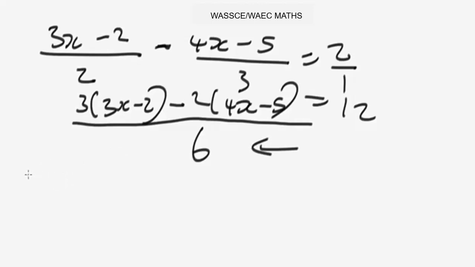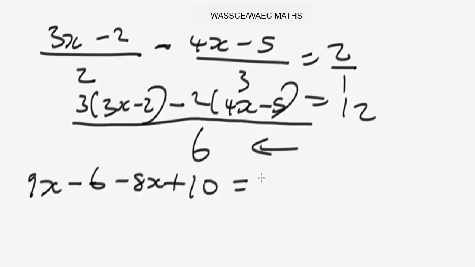So when we simplify, we're going to have 3 times 3x, so we're going to have 9x minus 6. Alright, now remember, this minus sign here will affect what we have in the bracket. So we have minus 2 times 4x, which will give us minus 8x. Now minus 2 times minus 5 will give us plus 10. The minus attached to the 2 is affecting every other sign in the bracket. Alright, so this equals 12.